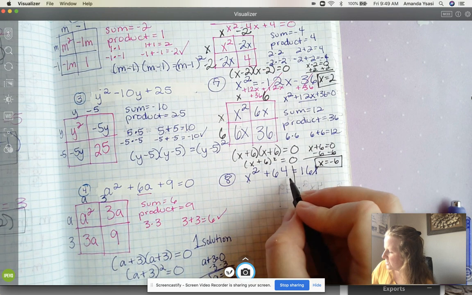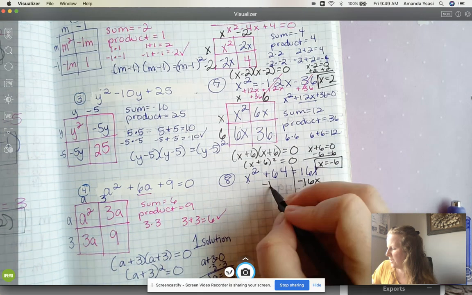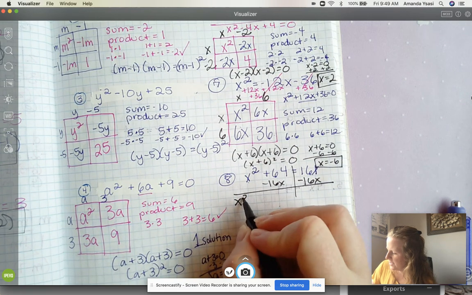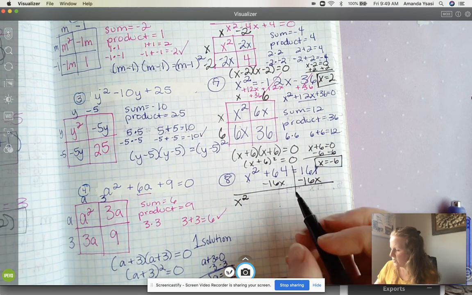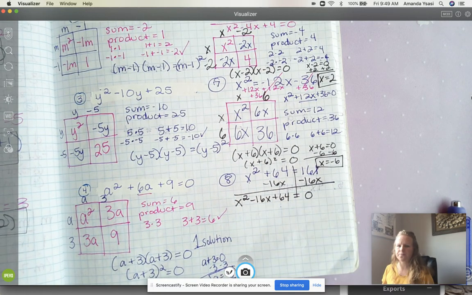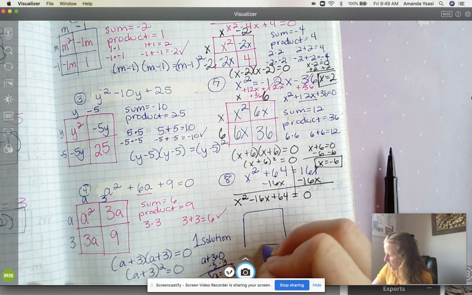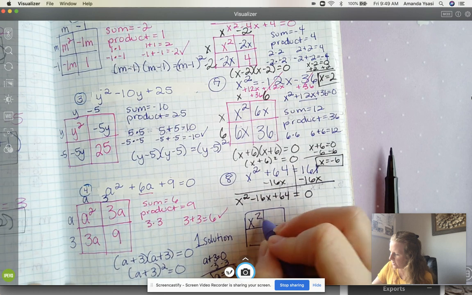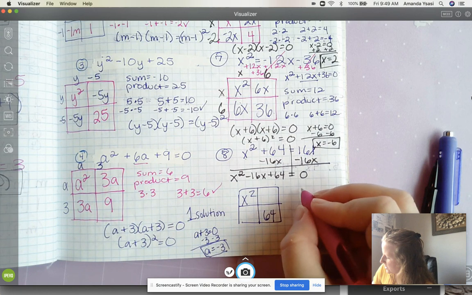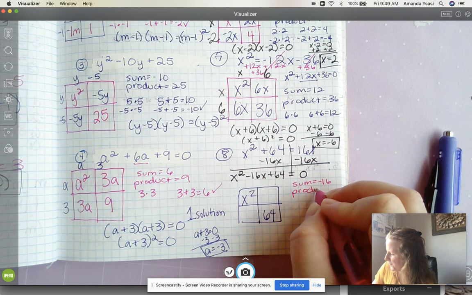Let's move this. It's x squared plus 64 equals negative 16x. So let's subtract 16x on both sides. And whenever I do that, I want to make sure it's in the right order, in descending exponent order. So this will be x squared minus 16x plus 64 equals 0. Okay, so we have a box, x squared, we get 64. So we are looking for a sum of negative 16 and a product of 64.